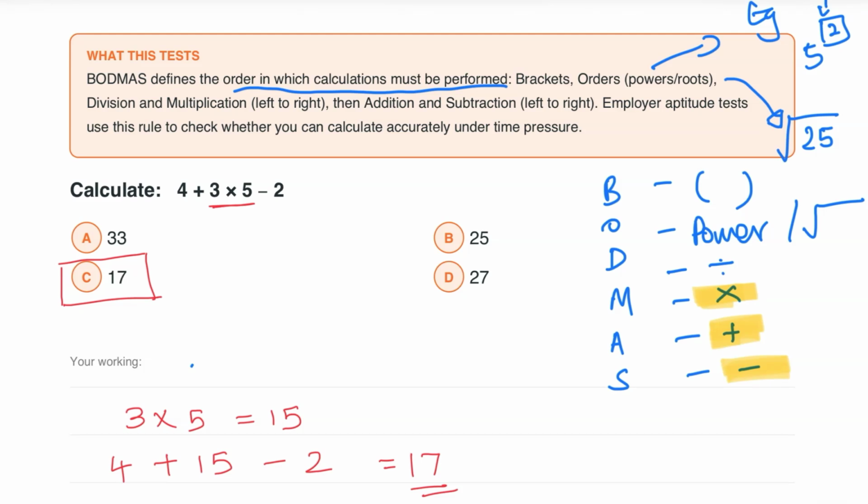Now, if you look at option A, which is 33, it looks right if you work straight left to right and if you ignore BODMAS. Why? You do 4 plus 3, that is 7. 7 into 5, that is 35. Minus 2, that gives 33. This is a trap for students who do not follow the order of operations. Remember, multiplication has to always come before addition and subtraction. This is the trap some students might face.